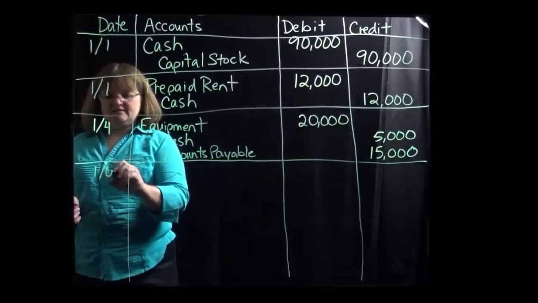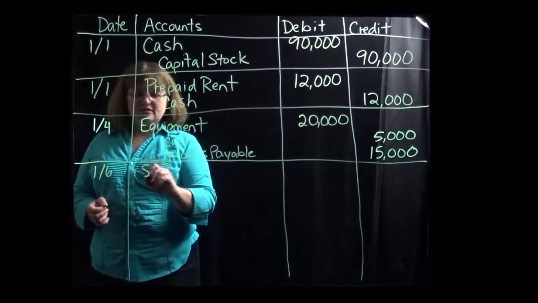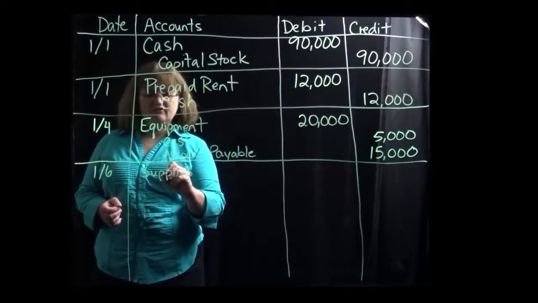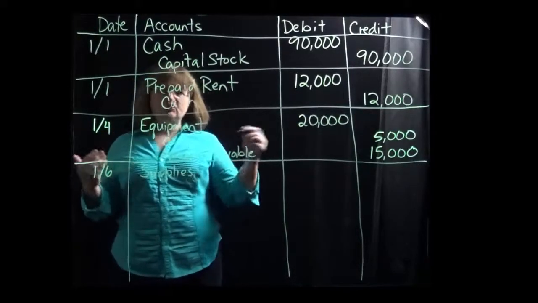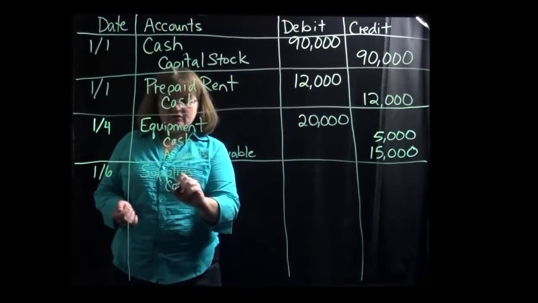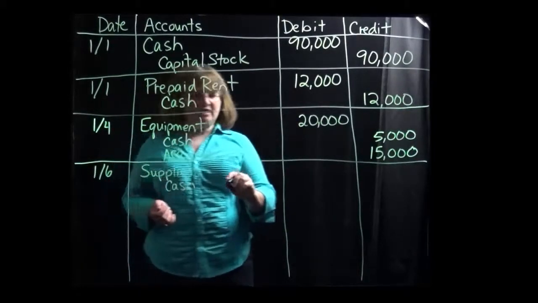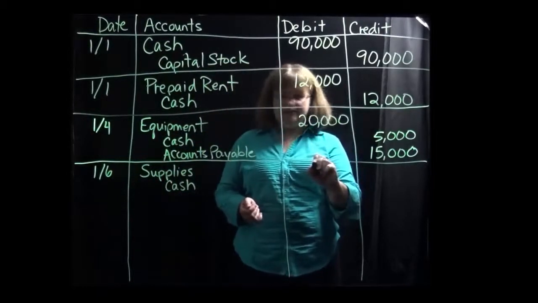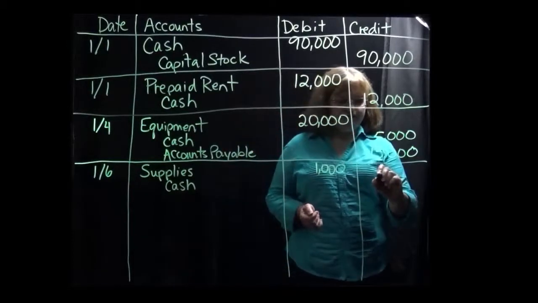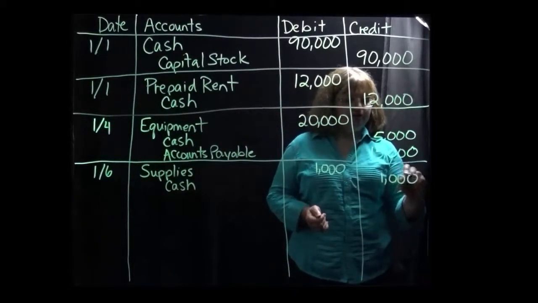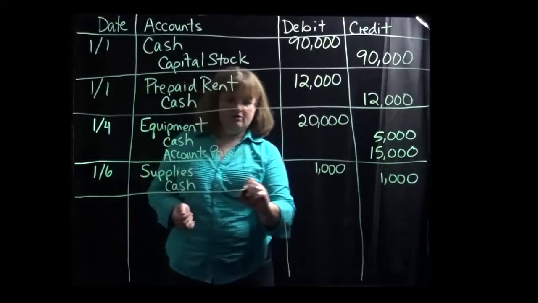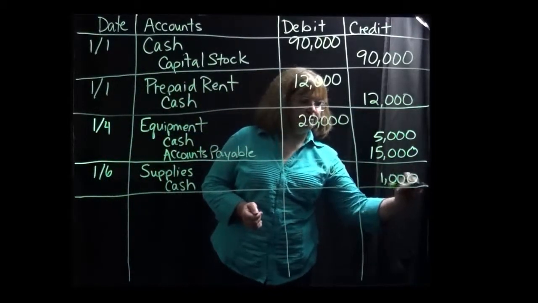And that happened again on the 6th. Supplies is going to be considered an asset until the supplies are used up. Once the supplies are used up, we'll transfer them from supplies, the asset, to an account called supplies expense. Here they're an asset and we're going to credit cash because we paid cash for them. The supplies asset is increased, so we debit it for $1,000, and the cash asset is decreased, so we credit it for $1,000. So that is our fourth journal entry and the fifth transaction that we evaluated.